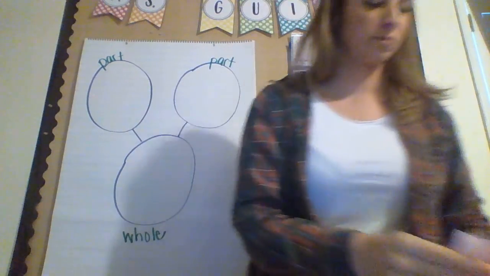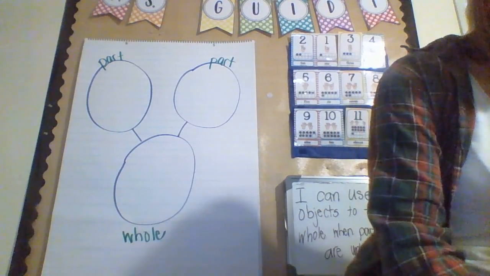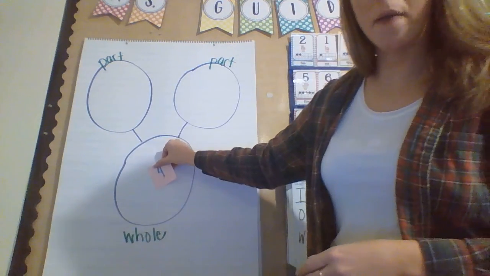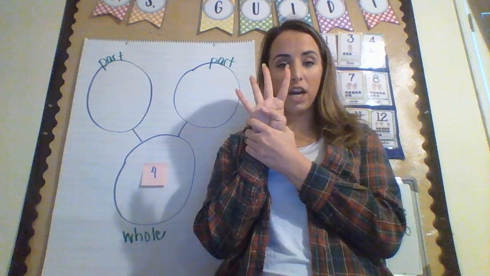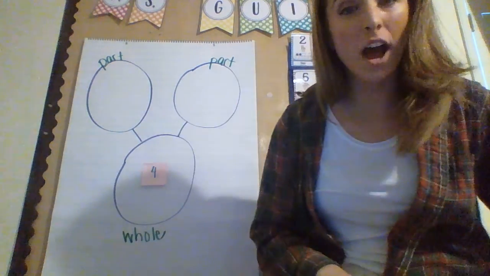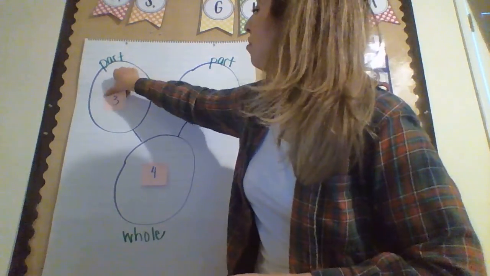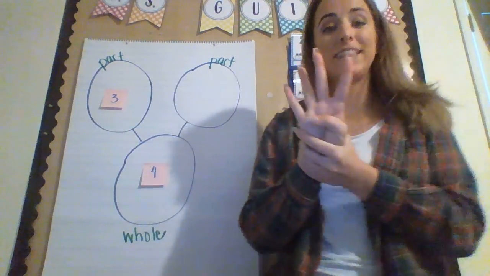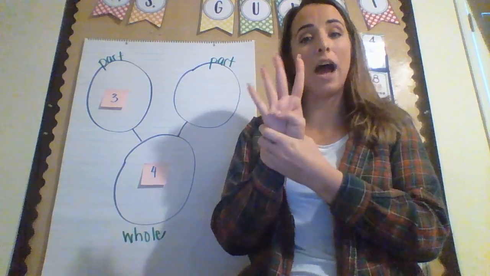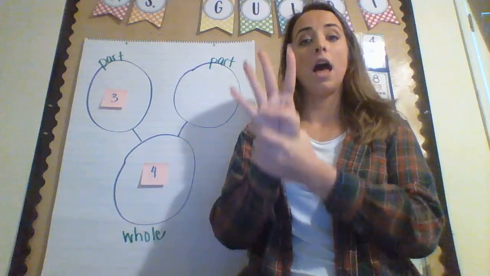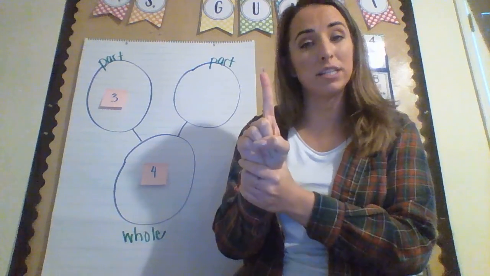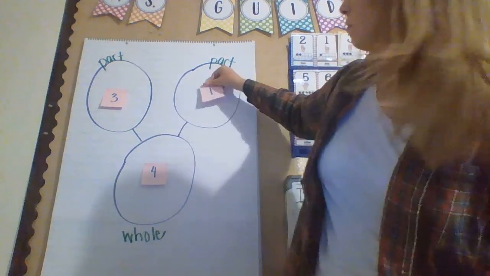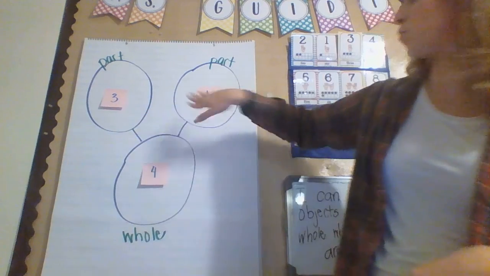All right, let's get a little bit harder now. I know my whole is 4, so I see 4 fingers. 4 fingers, okay? One of my parts is 3. How many fingers am I going to put down to find my other part? 3 fingers, so put down 3 fingers. So that must mean, what is my other part? 1. I have 1 more, so that must mean 3 plus 1 is 4.